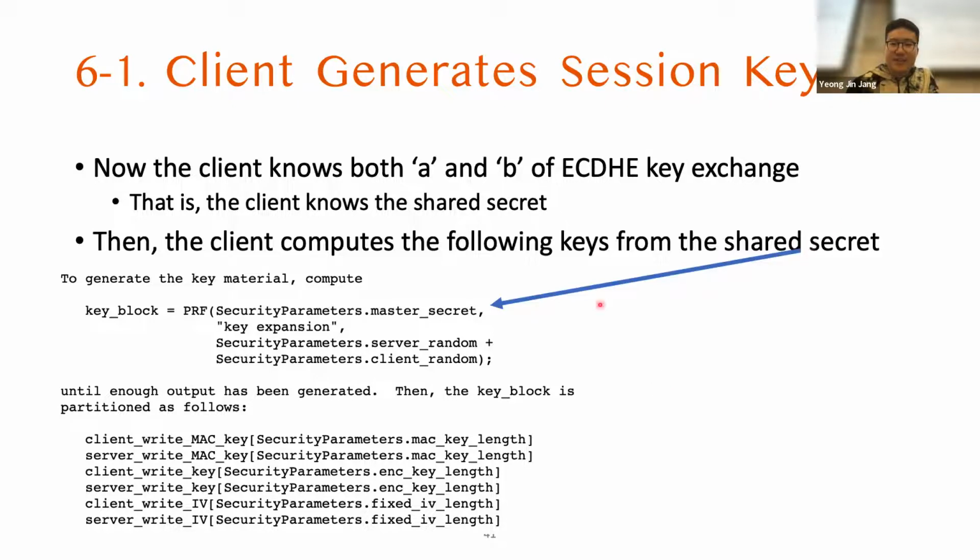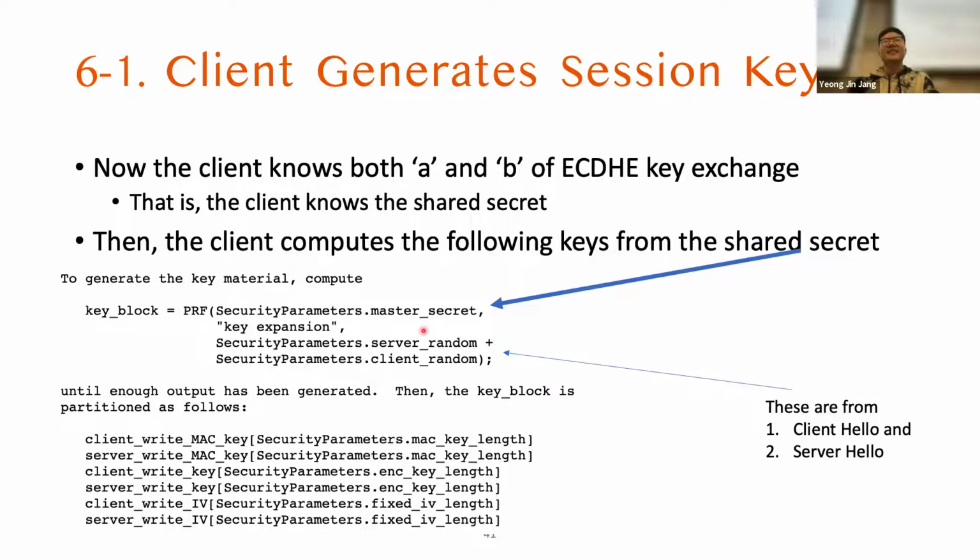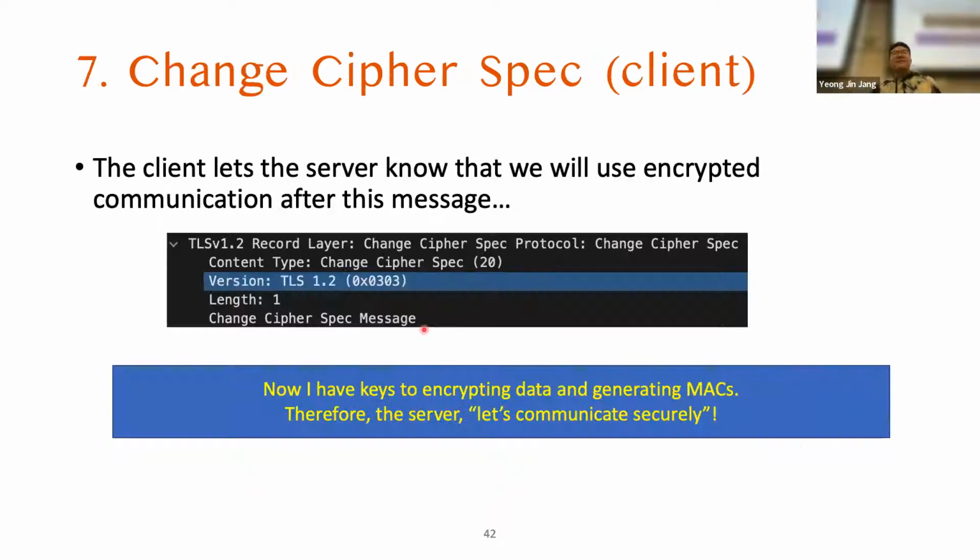So the shared secret goes here, and the client random and server random from the client hello and server hello go there. That's how we generate the keys for the symmetric cipher and HMAC after we do the key exchange with the DH. After that, the client also knows that the server will have the same values.